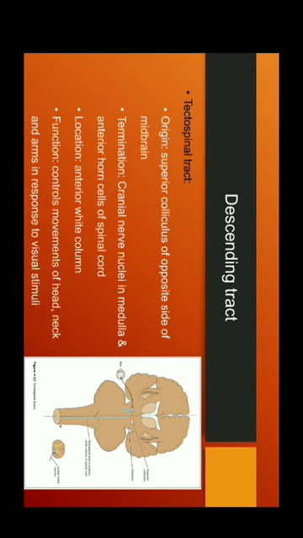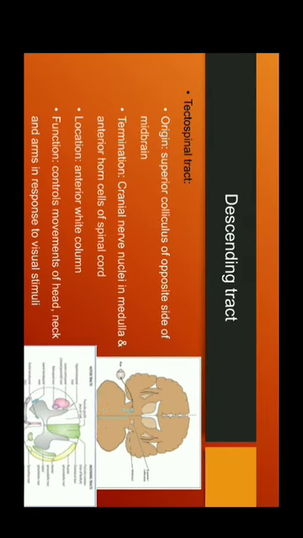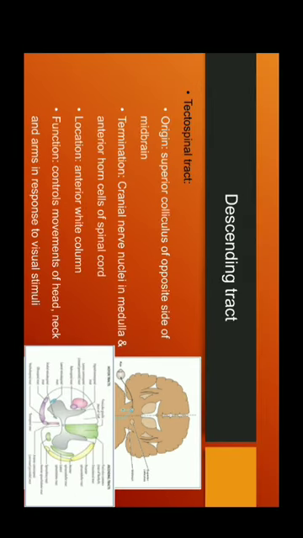Moving to the next part, the tectospinal tract. Now the tectum is present in the superior colliculus of the opposite side of the midbrain. So here it's the midbrain where the nucleus is seen. This superior colliculus receives the influence from the eye, the visual stimulus, and it crosses to the opposite side, descends along the spinal cord to occupy the anterior white column near the vestibulospinal tract.